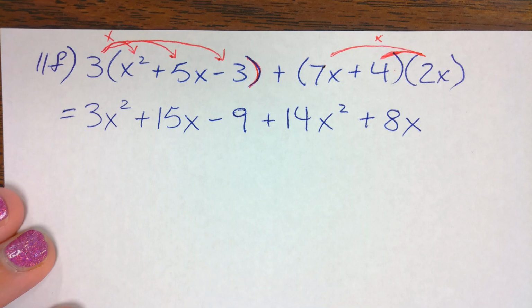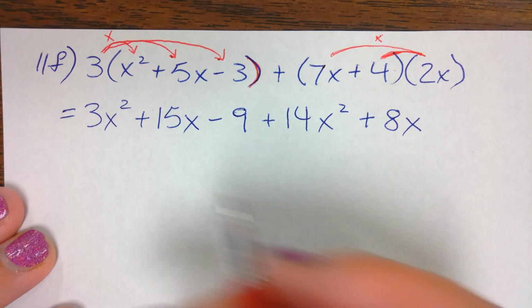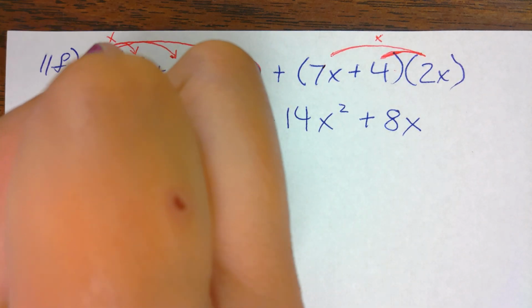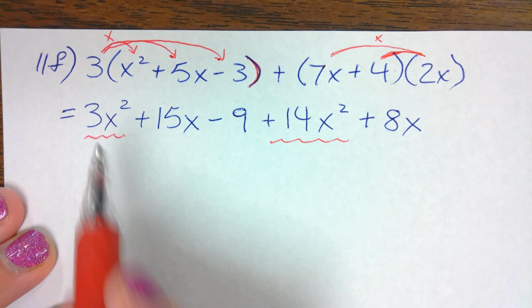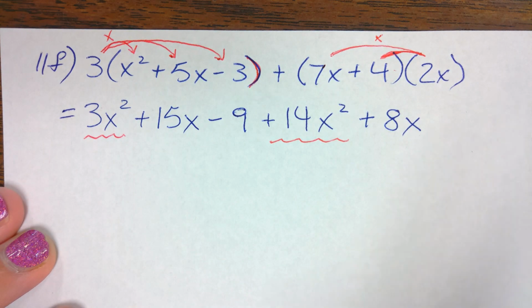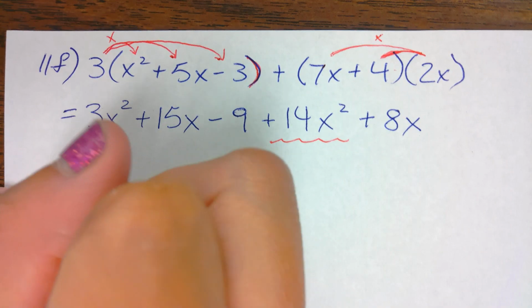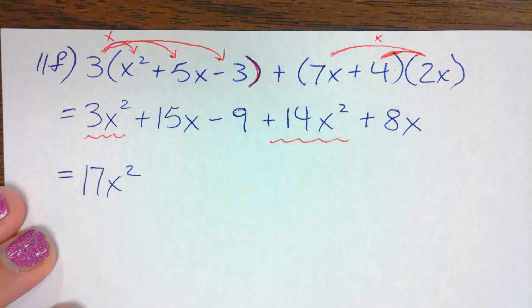Why not? Add the like terms. That's right. What we did 2 days ago. What goes with the 3x squared? The 14x squared, and that gives me. Okay. What else can I combine?